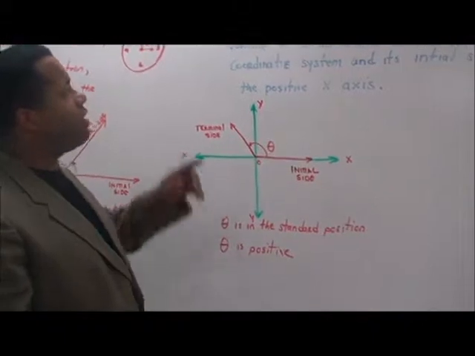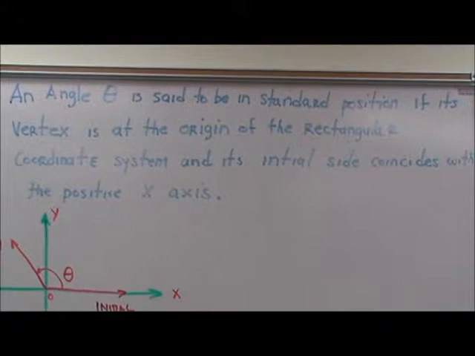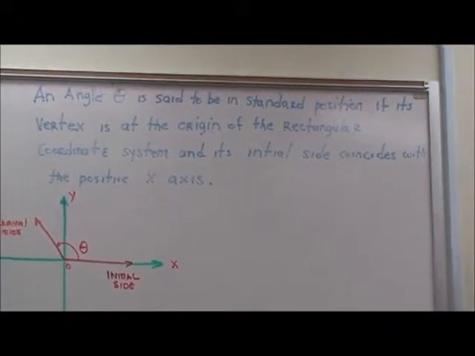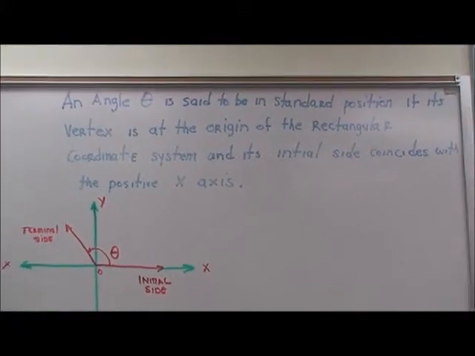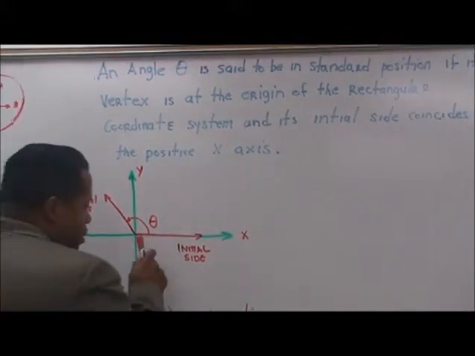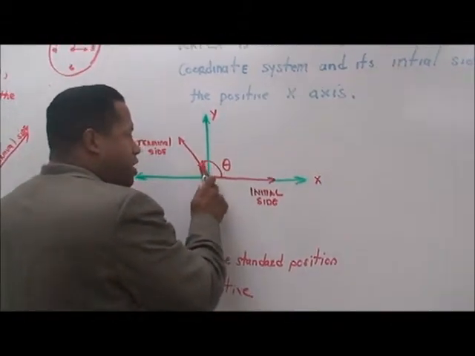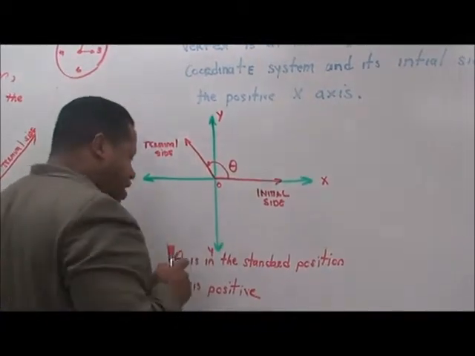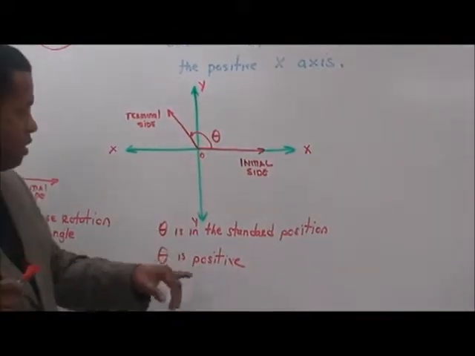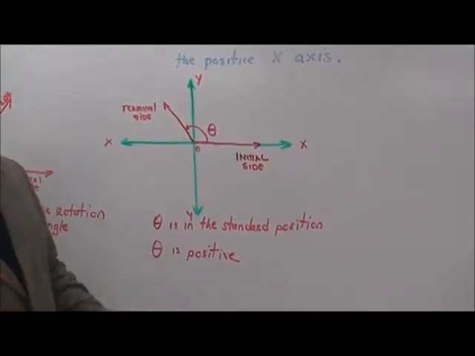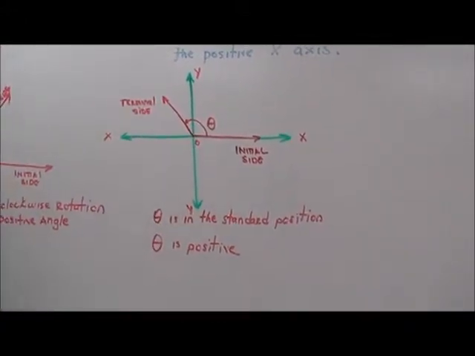Now, an angle theta is said to be in standard position if its vertex is at the origin of the rectangular coordinate system and its initial side coincides with the positive x-axis. Look at this. This is the x-axis, and this is the initial side of the angle, going in a counterclockwise motion. This is the terminal side. Theta is in standard position, and here theta is positive. In just a moment, we'll talk about what quadrants these angles or points lie in.